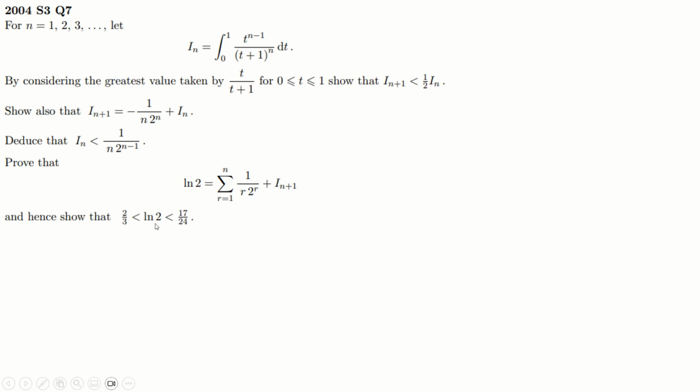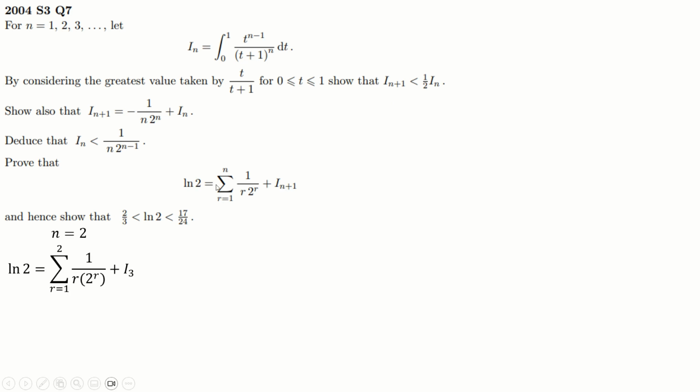And hence show, hence bound log 2 between 2/3 and 17 over 24. So this is where you want to use all the combinations of inequalities that you found so far, maybe with this result as well, since it has the log 2 in it, to try and bound from above and from below. So okay, firstly, what I decided to do was just throw a number into this sum here.